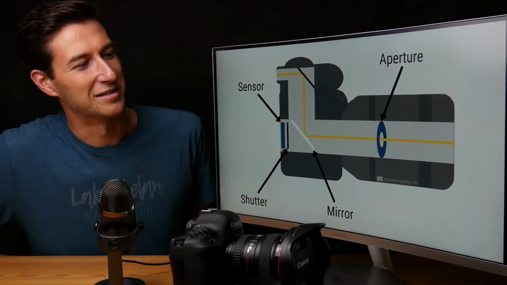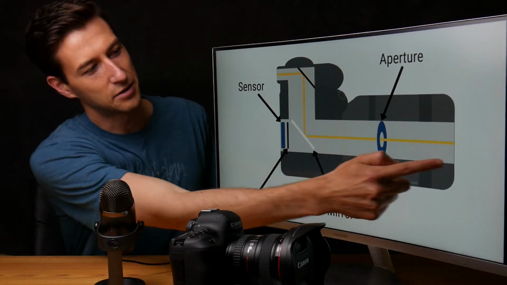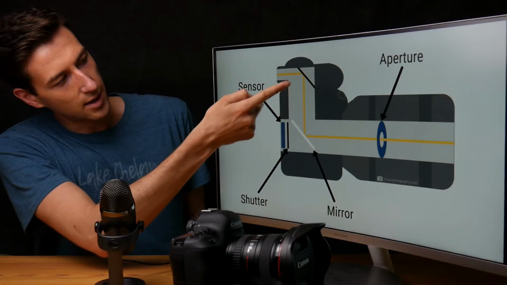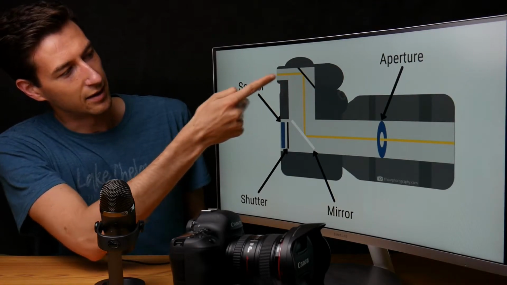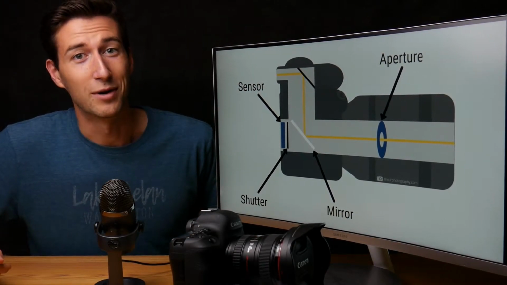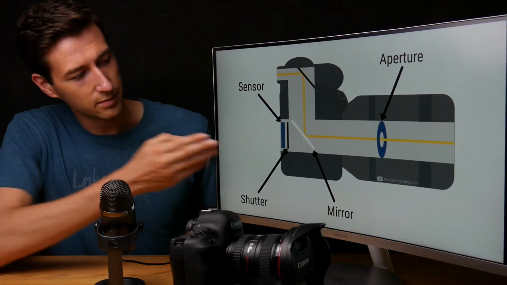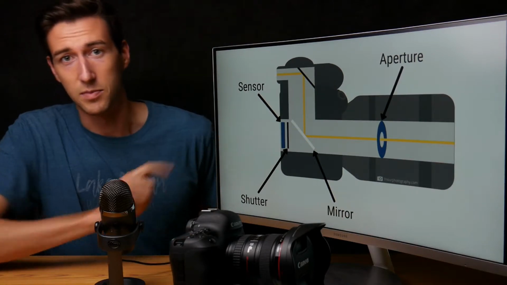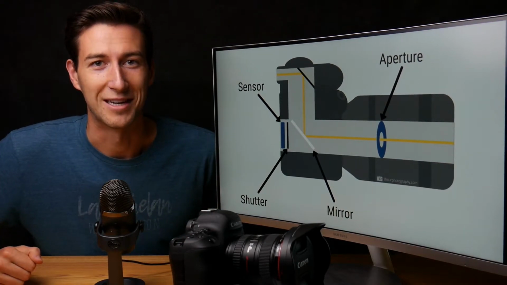In this diagram, we can see what happens. Light enters through the lens, goes through the aperture, hits the mirror, goes up into the pentaprism, and then comes out the viewfinder. When you're ready to take a picture, you press the shutter button, this mirror flips up, the shutter flips up and exposes the sensor, and then your camera takes the picture.